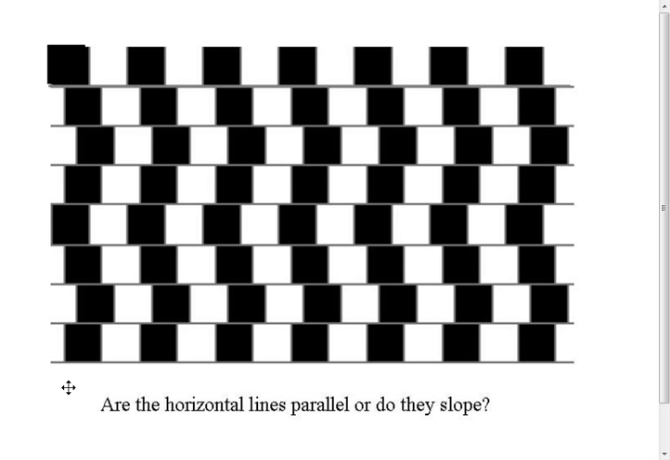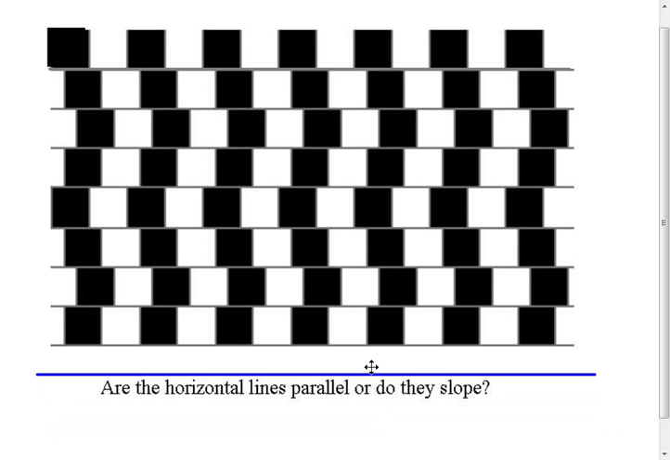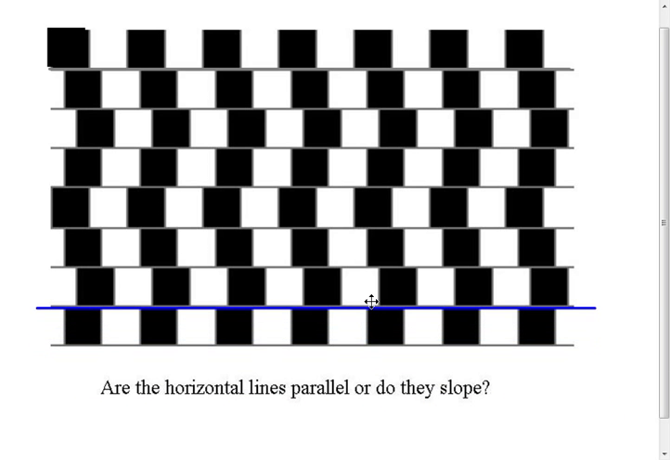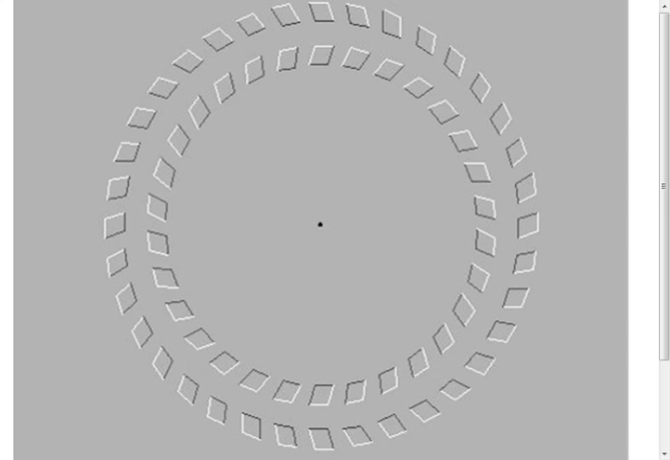On this one, it asks the question, are the horizontal lines parallel or do they slope? I'm guessing when you look at this, it looks like they're kind of curving. But if I take this blue segment here and just raise it up, you'll notice that the blue segment always touches every single one of those gray segments. Therefore, they are all actually parallel when it doesn't appear that they are.